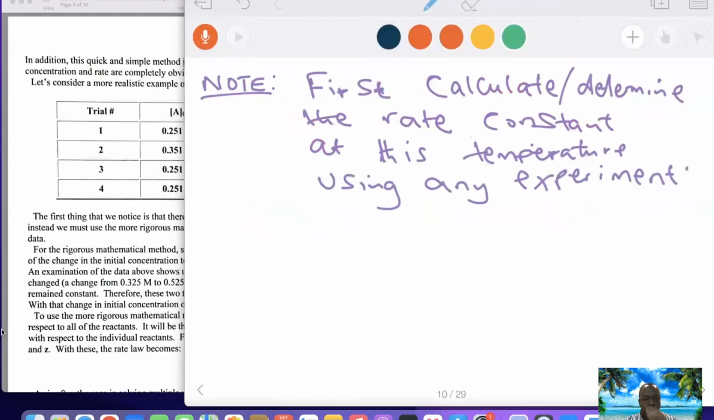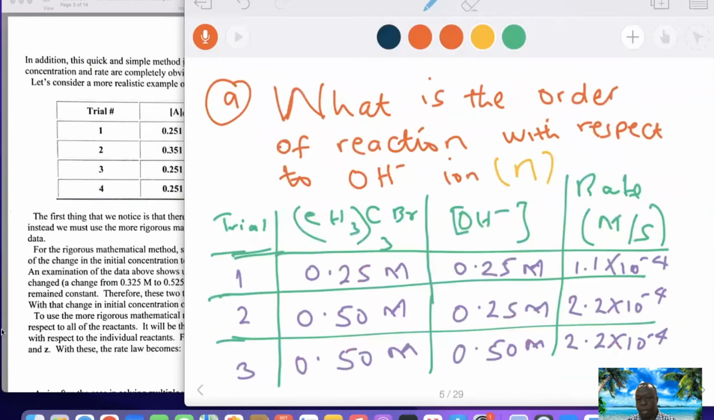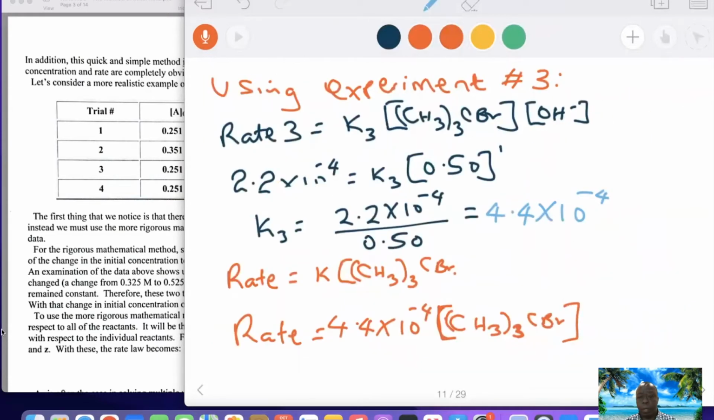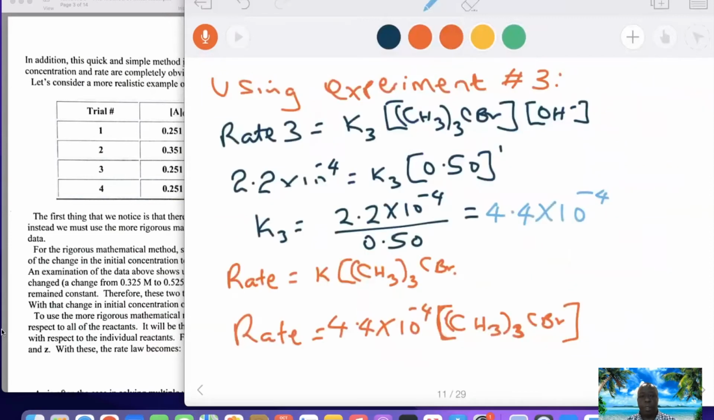First, calculate or determine the rate constant. Rate constant is k. At this temperature using any experiment. When we say any experiment here, it could be experiment 1, experiment 2, experiment 3 from our trials given here. Let's see, I will use experiment 3 based on the values I have here.